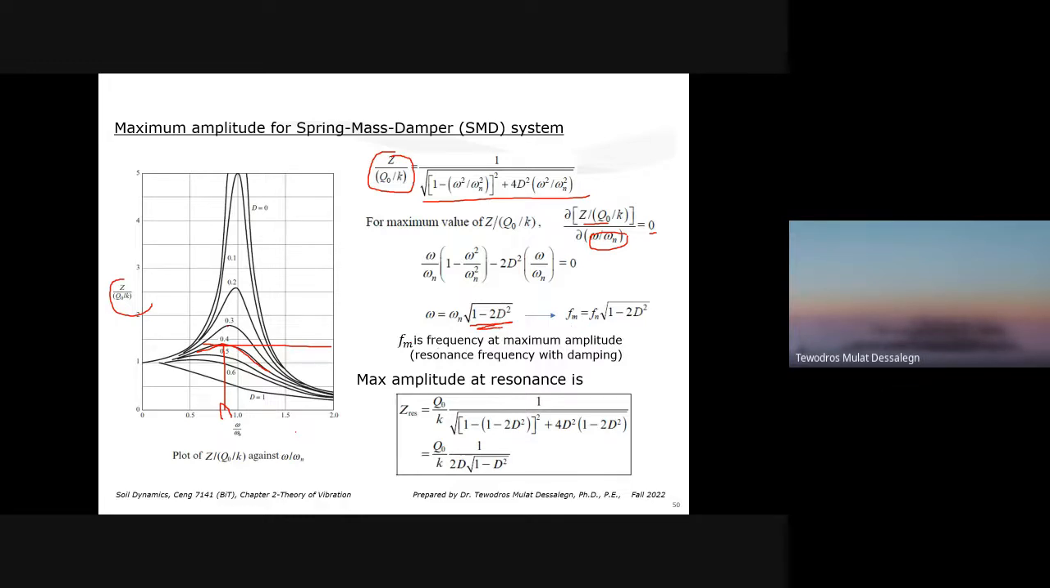Fm is the frequency at maximum amplitude, because our interest is to find where the peak value in each curve, for each different damping value, is occurring. Then you can find that specific frequency where it is occurring. If you know the frequency where it is exactly occurring, then the max amplitude at resonance, which is this peak value for the 40% case, you can find with this equation. So you know where it is exactly occurring in terms of frequency, and once you know that, you know the curve, so you know the peak value.